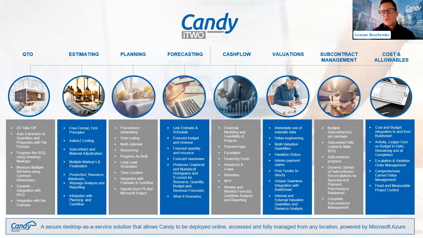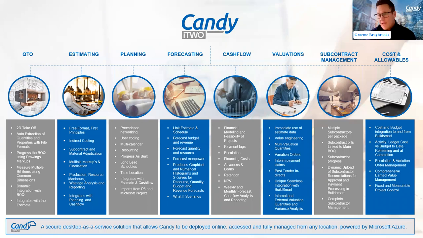So our QTO, which is a 2D takeoff system, and how this sets it very different to a lot of other 2D and a lot of other quantity takeoff systems is this is directly linked to our bill of quantities. So there's no medium that we have to go through to be able to transfer the quantities from the QTO to the BOQ. It is all there and it is linked accordingly.